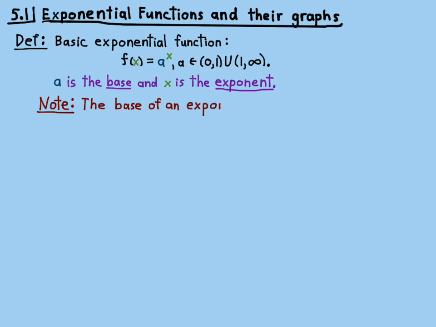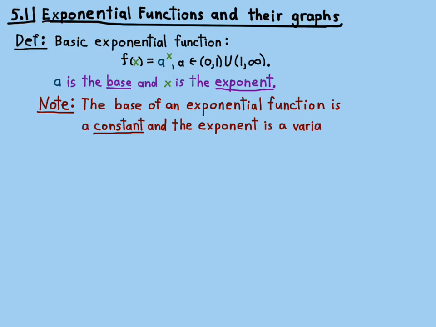So note, I just wrote this out for you, so you have it on the PDFs. The base of an exponential function is a constant and the exponent is a variable. So question, why is a not negative? Well, it says that a is between 0 and 1 or between 1 and infinity. So that's saying it's not negative, it's not 0, and it's not 1.